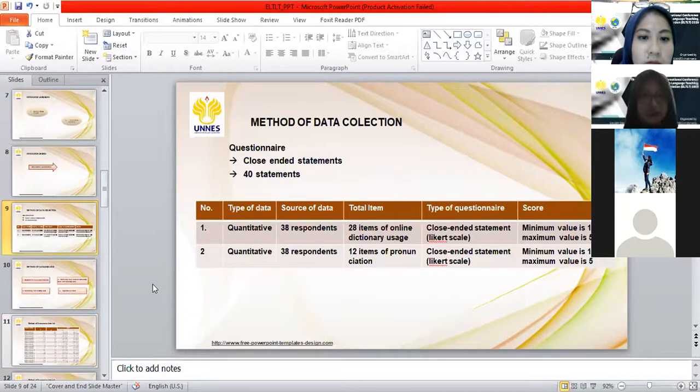And then for the method of data collection, the researcher uses a questionnaire with 40 statements in the form of close-ended statements. There are 28 items on online dictionary usage and 12 items on pronunciation. And for the type of questionnaire, the researcher uses a Likert scale with 5 scales. So the minimum value is 1 and the maximum value is 5.